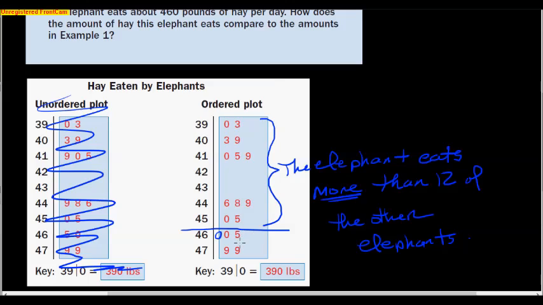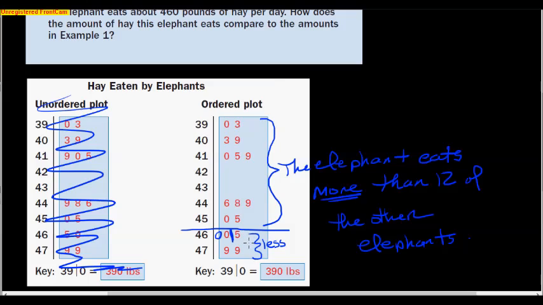Or you go the other way. You could say, well, look, it eats the similar to, or you could say it eats less than. You draw a little line right here and say 1, 2, 3. These 3 right here, it eats less than these 3 elephants. Elements, yeah, I'm doing chemistry now. Elephants.